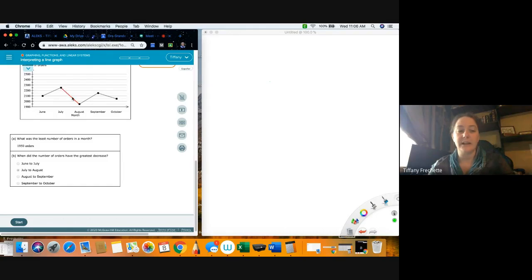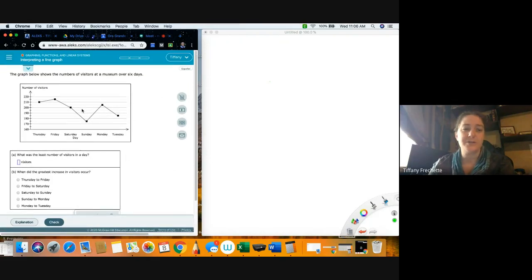So that's why they've highlighted this one red between July and August, because the one between September and October, although that is a decrease, it is not as steep a line. It doesn't go quite as far. Between July and August, that drops quite a bit farther. So that's why we click between July and August. All right, so let's go ahead and do this one.